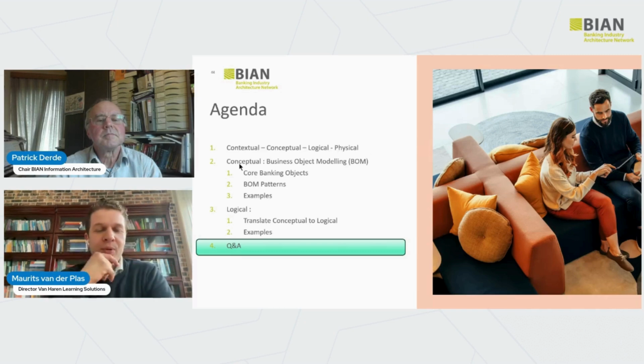What will be a next step from beyond here, Patrick? Because we mentioned conceptual models versus logical modeling. What will be a logical follow-up subject?